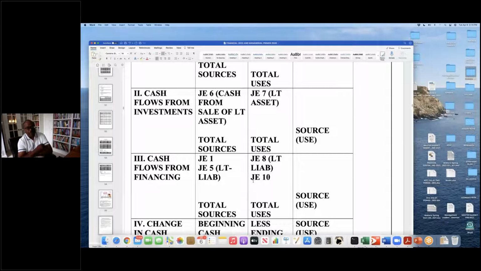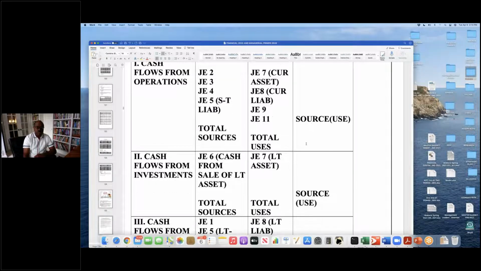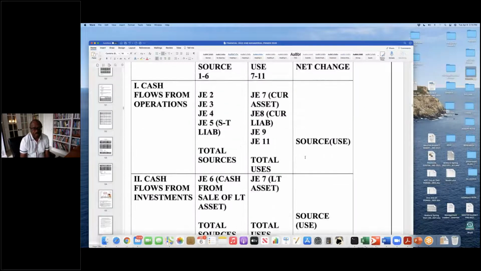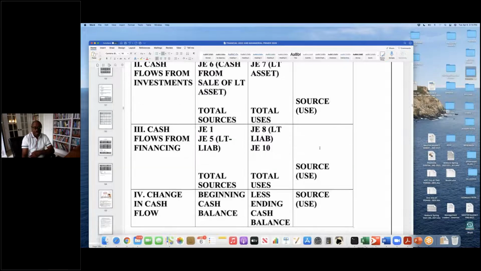And finally, from cash flow from financing, is the company getting this cash because it's borrowing money, or is it paying off its indebtedness? As we do this statement, what we're going to find is that the sources in 1, 2, and 3 are going to equal the change in cash. How much of it came from part 1, how much from part 2, and how much from part 3.